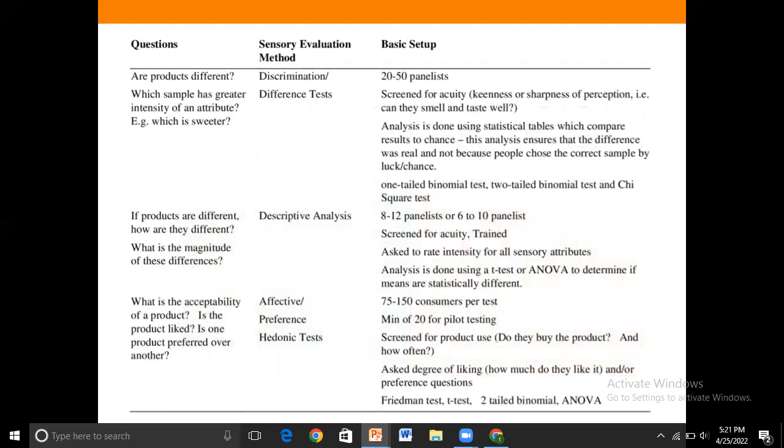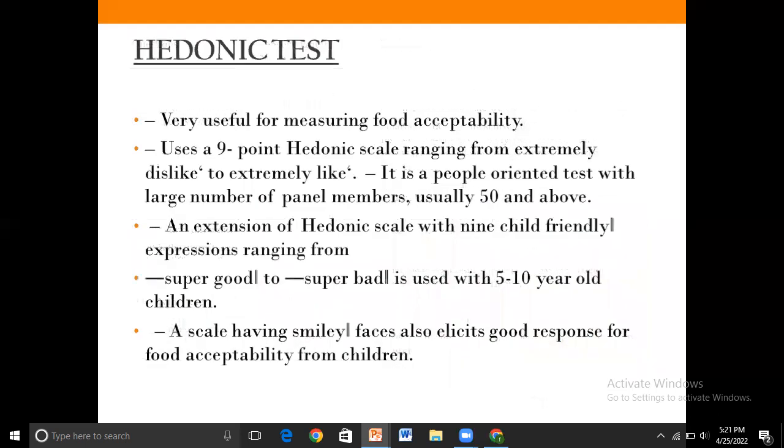Now, there are different types of tests: discriminative or difference tests, descriptive analysis, preference tests, and hedonic tests. So let's see. The hedonic test is the most commonly used 9-point scale, where a food is presented to you, and you are given a scale from extremely like to extremely dislike.